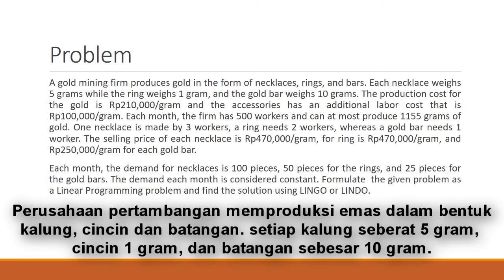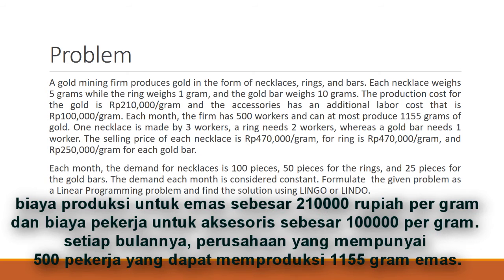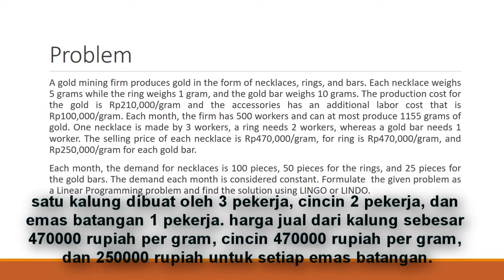A gold mining firm produces gold in the form of necklaces, rings, and bars. Each necklace weighs 5 grams, while the ring weighs 1 gram and the gold bar weighs 10 grams. The production cost for the gold is 210,000 rupiah per gram, and the accessories have an additional labor cost that is 100,000 rupiah per gram. Each month, the firm has 500 workers and can at most produce 1,155 grams of gold.